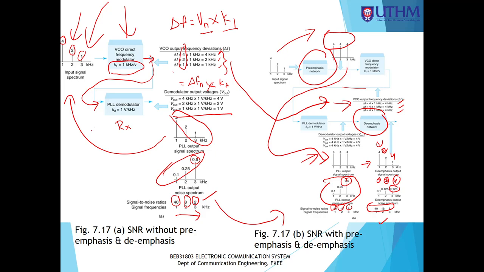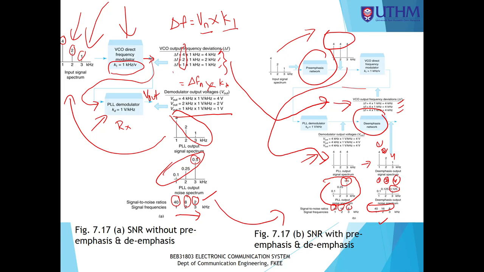So at the receiver, in the PLL, the PLL has a transfer function of 1 volt per kilohertz. That means this PLL will have a voltage increment of about 1 volt for every 1 kilohertz of the input. That means we can find the output, V out. Since we have three inputs, we are going to have three V out.